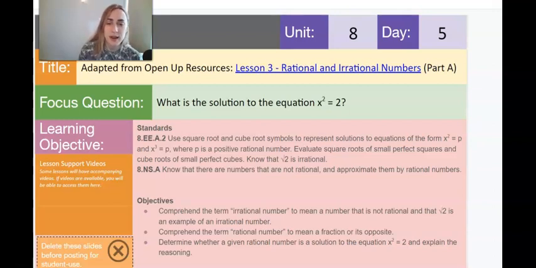I'm an 8th grade math teacher, and this video is going to be about how to use math language routines to support student thinking. Specifically, I'll be talking about the lessons for week 30, days 5 through 9, which are pulled from lessons 3 through 5 in OpenUp Resources 8th grade Unit 8.